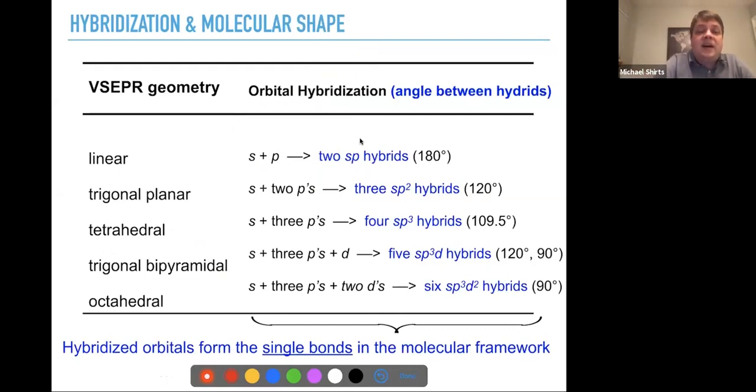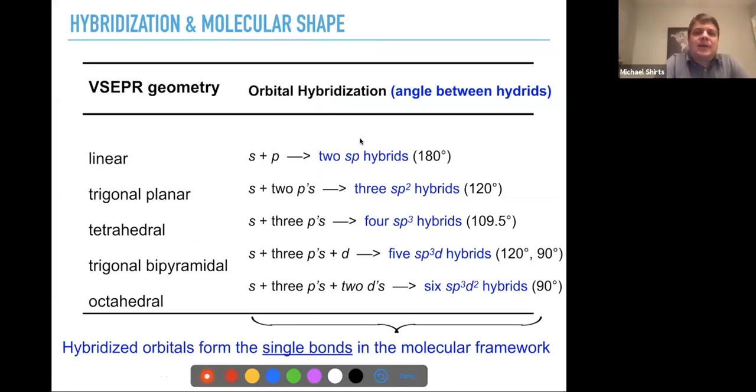And then for trigonal planar, you'd have s and 2 p's to create 3 sp2 hybrids. There's 3 because there's 1 s and 2 p's, so there's 3 equivalent sp2 hybrids. For tetrahedral, you get 4 equivalent sp3 hybrids. And I'm actually going to stop here on this.